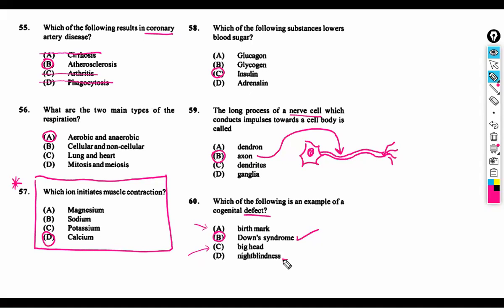And night blindness, you don't get that from birth. That's from a bad diet, right? You're lacking a certain vitamin or something like that, or a mineral, a vitamin, sorry. So the best answer here is Down syndrome, because that can really affect a person's life. And of course, it's present at birth.